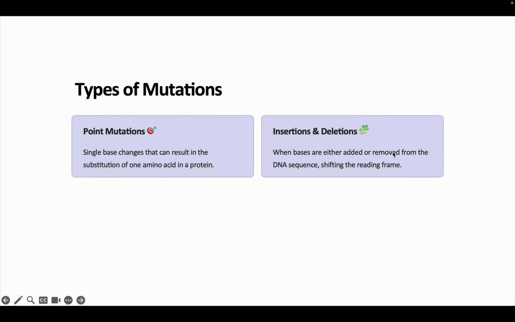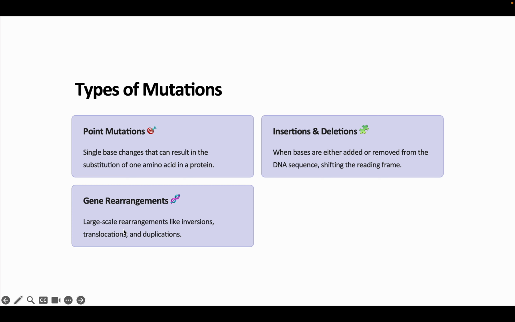It can also be an insertion or deletion, like during the repair mechanism or during replication, where some bases are either removed or inserted, which can lead to a frame shift. Suppose we have a sequence in which the first three bases code for one amino acid, and the next three for another amino acid. But suppose you change the sequence and, instead of starting from the first base, we start from the second base. Now the codons are completely changed, and we have frame shift mutations, which can be formed by either insertions or deletions, right? And the other type is gene rearrangements.